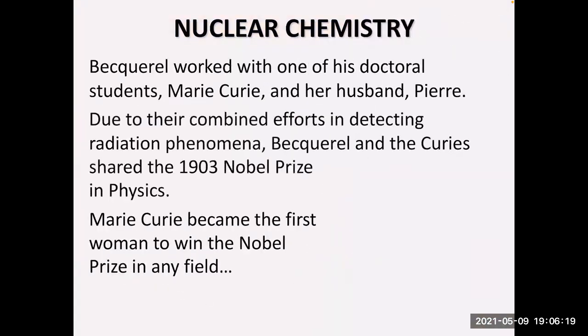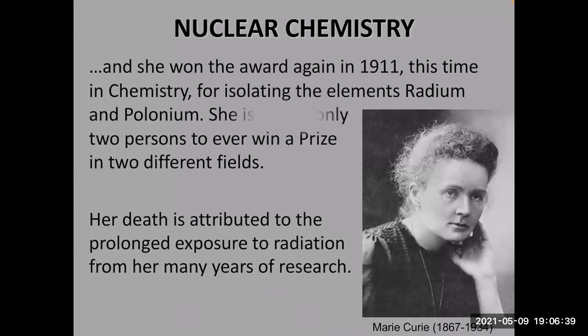He worked with Marie Curie, which we know is a very famous scientist dealing with nuclear chemistry, and her husband Pierre, and their combined efforts were able to get them the Nobel Prize in physics. Marie Curie became the first woman to win a Nobel Prize in any field, and in fact, she won a second one in chemistry, and she isolated the elements radium and polonium. She is one of only two persons ever to win a prize in two different fields. Her death is attributed to the prolonged exposure to radiation from the many years of research with those radioactive elements.